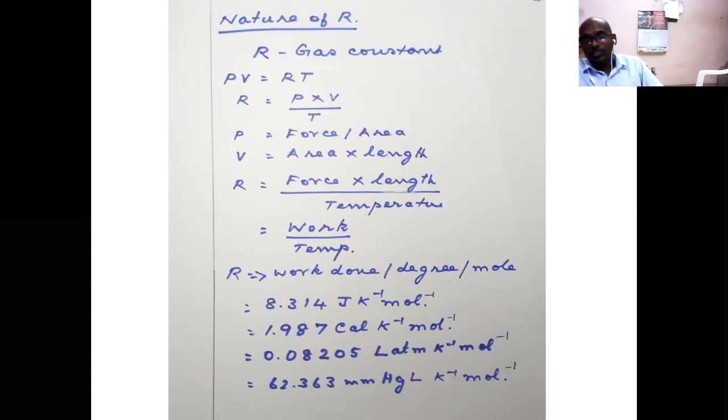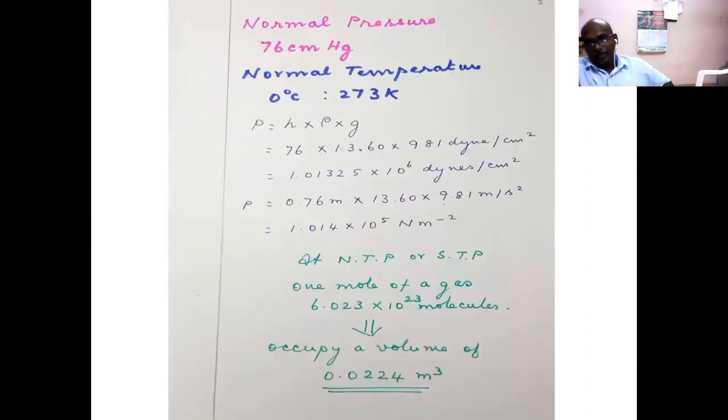Therefore, the R can be expressed in various units, like it is 8.314 joule per Kelvin per mole, or 1.987 calorie per Kelvin per mole, or 0.08205 liter atmosphere per Kelvin per mole, or 62.363 millimeter of mercury into liter per Kelvin per mole. So these are all the various units in which the R can be expressed. Any doubt?